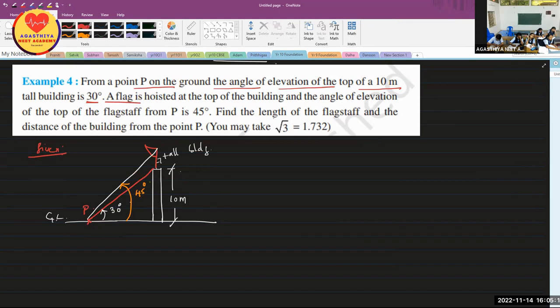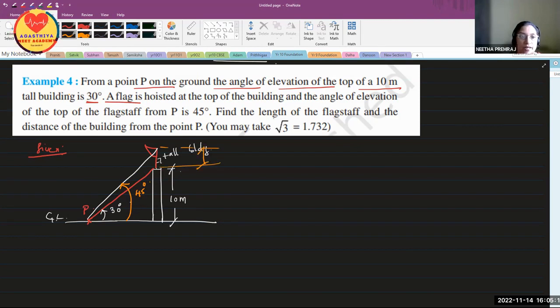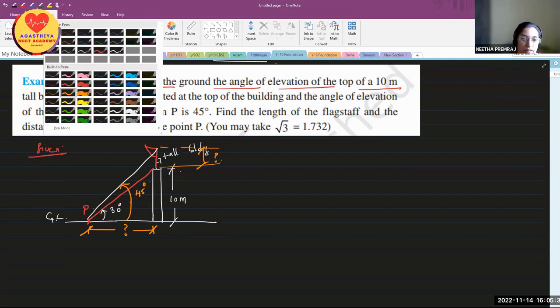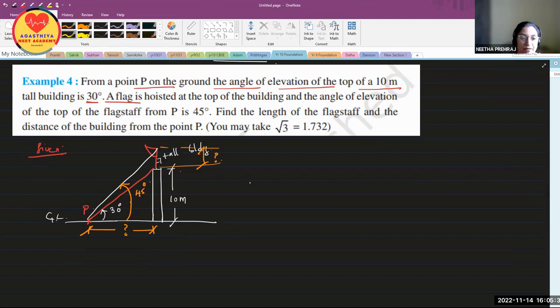Now the question is, find the length of the flagstaff. So what is this length? And the distance of the building from the point. That is the question. So I name all the vertices to make it comfortable. This is P, already given. This I name A. This is B. This is C.